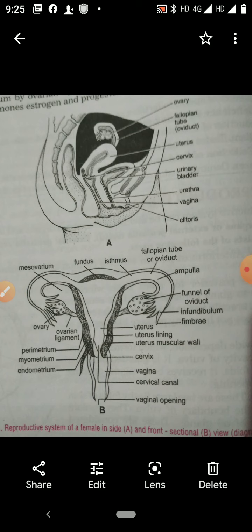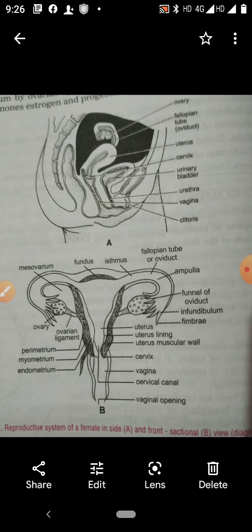I am going to explain to you the female reproductive system. The female reproductive system is located in the pelvic region. It consists of two parts. First part is external organs or external genitalia, and second part is internal organs.